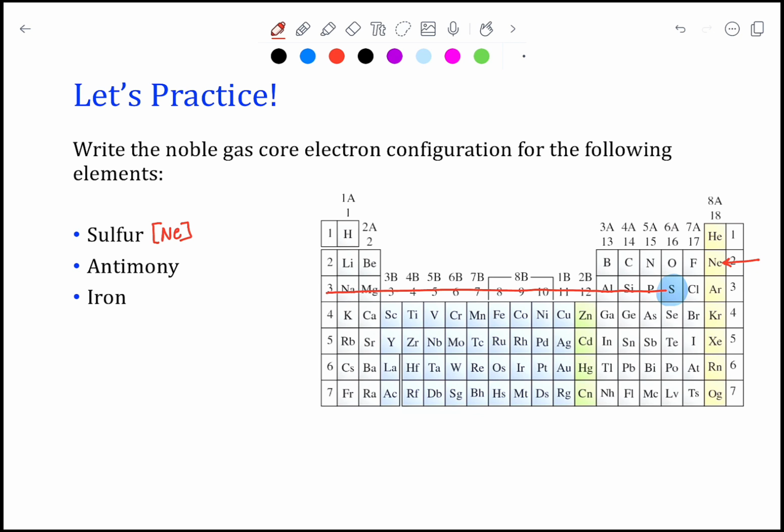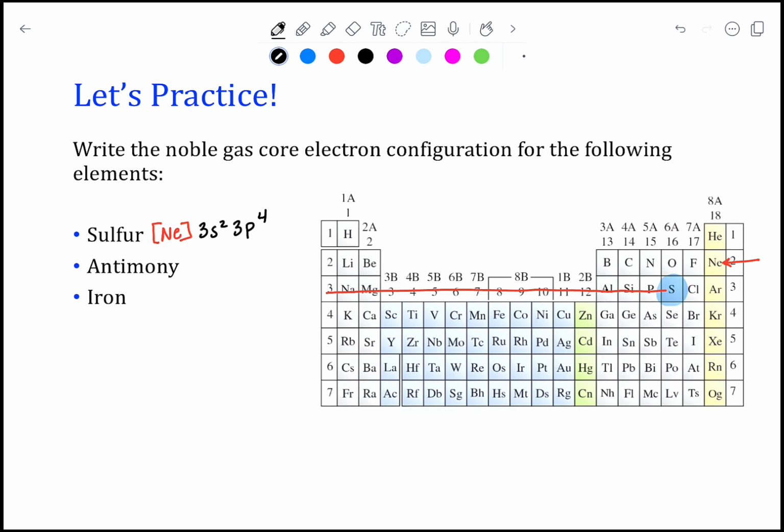If we look at our chart, neon ends in the 2p, so our next stop on our diagram is the 3s, right? 3s comes after 2p, so we have 3s2, and then we have 3p, which comes next. We have 1, 2, 3, 4 electrons of sulfur left over.